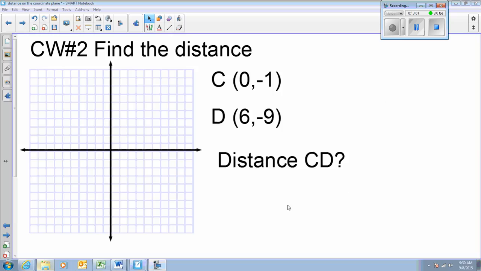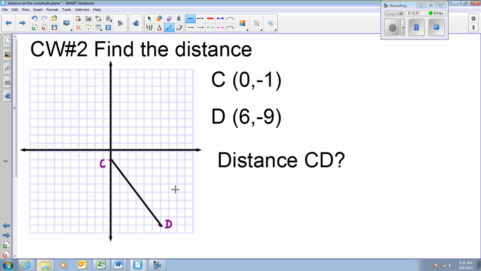Okay, so my guess is, by now most of you are done. In case you still got slightly stuck, here is a quick review of what we learned today. So first we put points on the coordinate plane. 0, -1 meant don't go to the side, go 1 down. That's where point C had to be, right? That's my point C. Next thing, D at 6, -9 meant go 1, 2, 3, 4, 5, 6 spaces from the center to the side, and 9 down. So that's where point D was, right? Point D. Next thing you had to do was connect them together with a straight line.